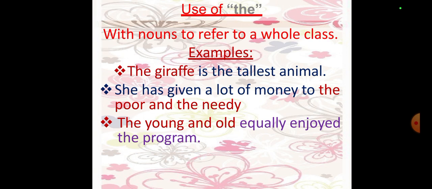"She has given a lot of money to the poor and the needy." Here it's referring to a proper class, a proper group, the poor and the needy. "The young and old equally enjoyed the program." The young and the old means the young people and the old people present around equally enjoyed the program. This is a group of young and old.